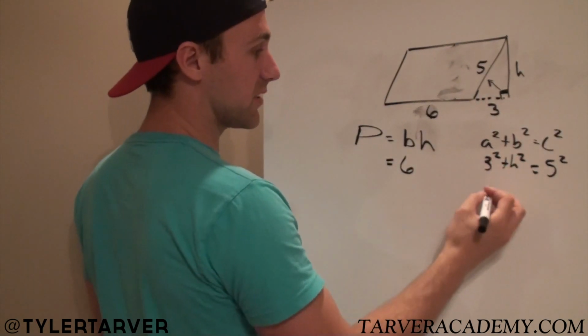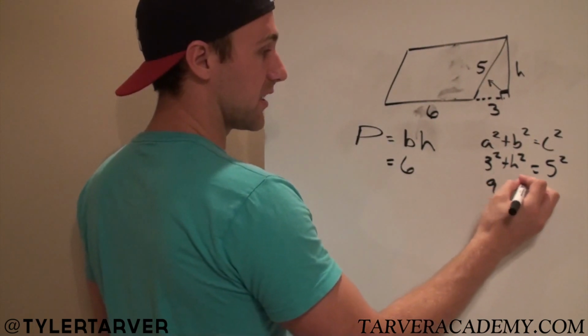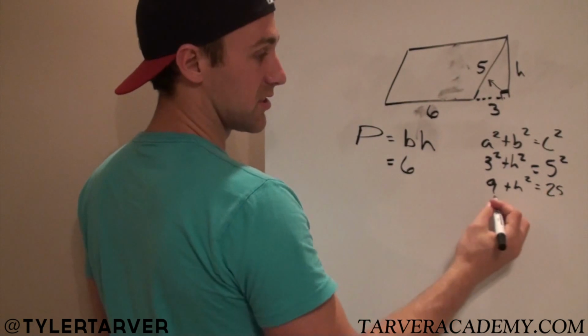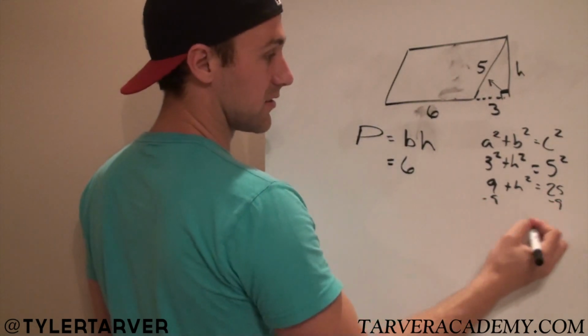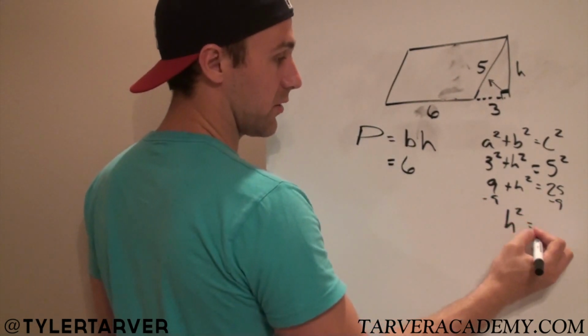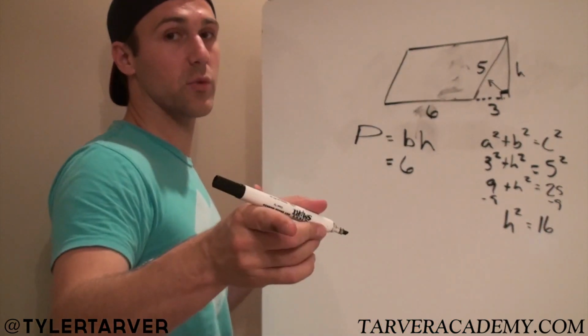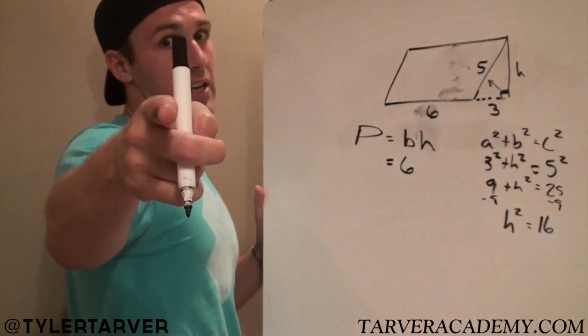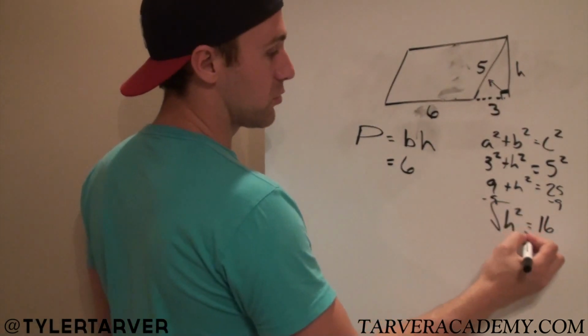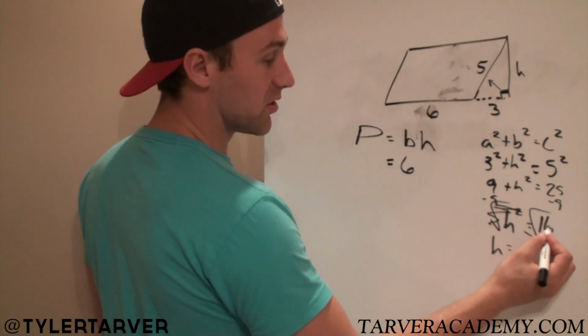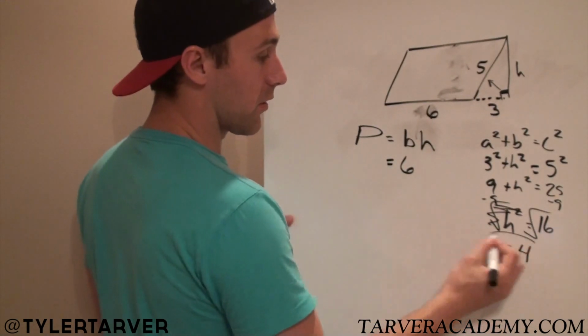We can go ahead and solve it. 3 squared is 9. Plus h squared equals 5 times 5 is 25. Subtract 9 from both sides. H squared equals 16. What do we do to get rid of something that's squared? The opposite of squaring something is, Kenny said it, square root. That cancels those two out. Our height equals 4. Okay?